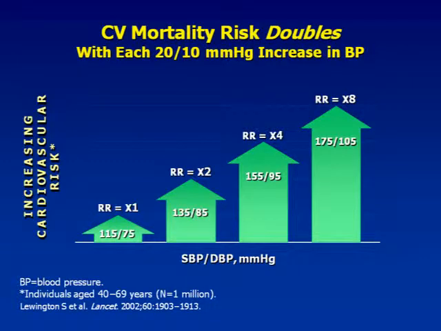Horrible. So if you look here at the increasing cardiovascular risk, this is where you want to be, 115/75. If you're over here, 135/85, you already have twice the risk of somebody else. If you're here, you have 4 times the risk, and if you're here, you have 8 times the risk. Okay, this is data, and here are the publications. You'll get the things to read about.